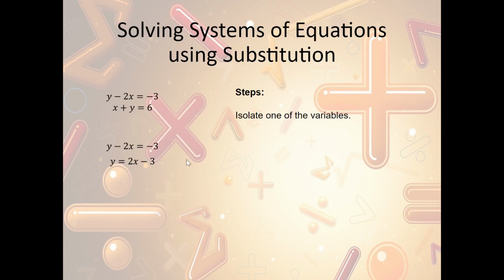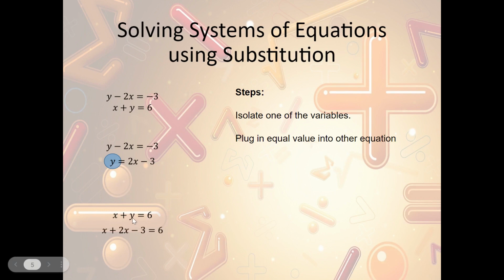Now it's isolated. Now I can go ahead and plug it into the other equation. So I have x plus y equals 6, but y is really equal to 2x minus 3, so I'm going to plug that in for y. So now it says x plus 2x minus 3 is equal to 6. Now I can go ahead and solve. So I'm going to combine like terms. So x plus 2x is 3x. So I get 3x minus 3 is equal to 6.